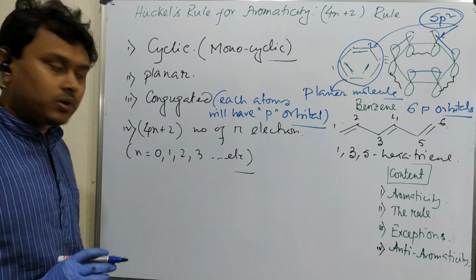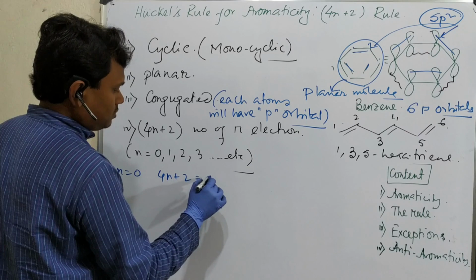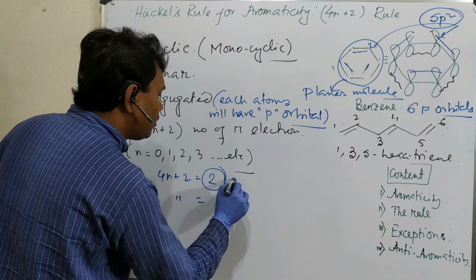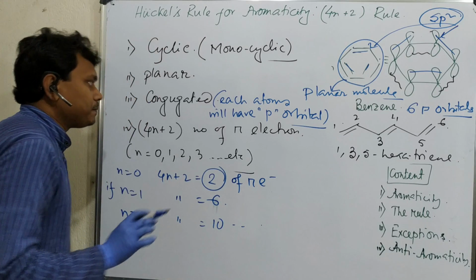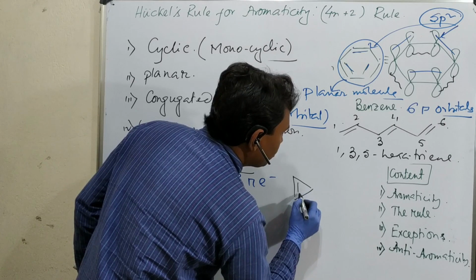Okay, so for example, let's take n equal to 0. Then 4n+2 equals 2. If n equals 1, then the number of pi electrons is 6. If n equals 2, 4n+2 is 10, and so on. So if n equals 0, what is the corresponding molecule for aromaticity? This is the cyclopropenium cation. Okay, this is cyclopropenium.